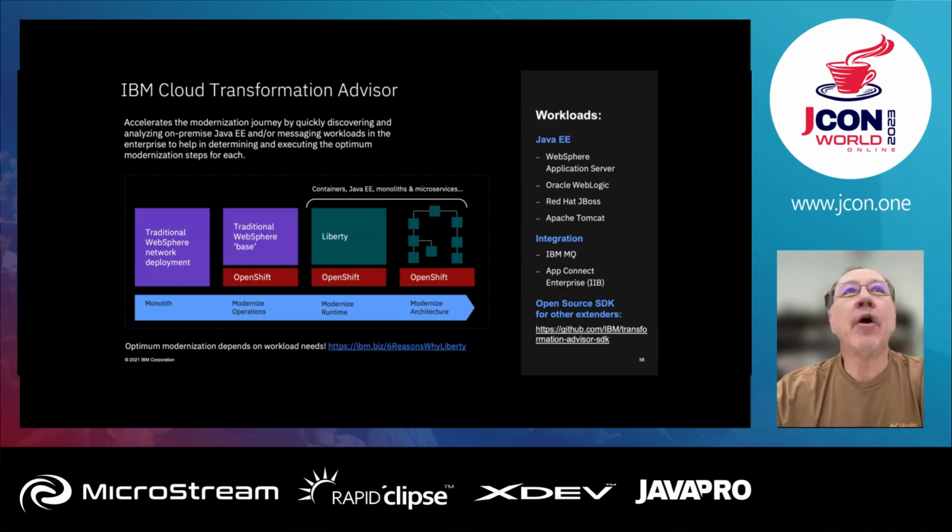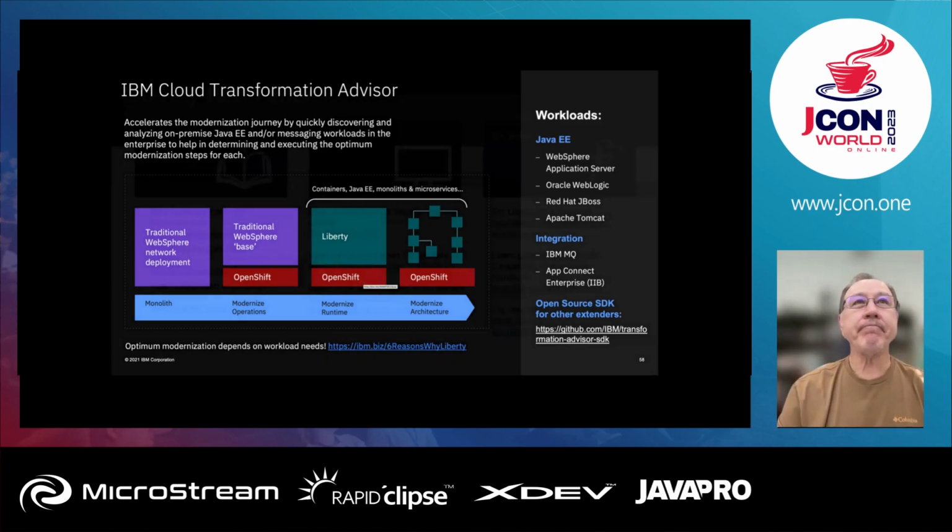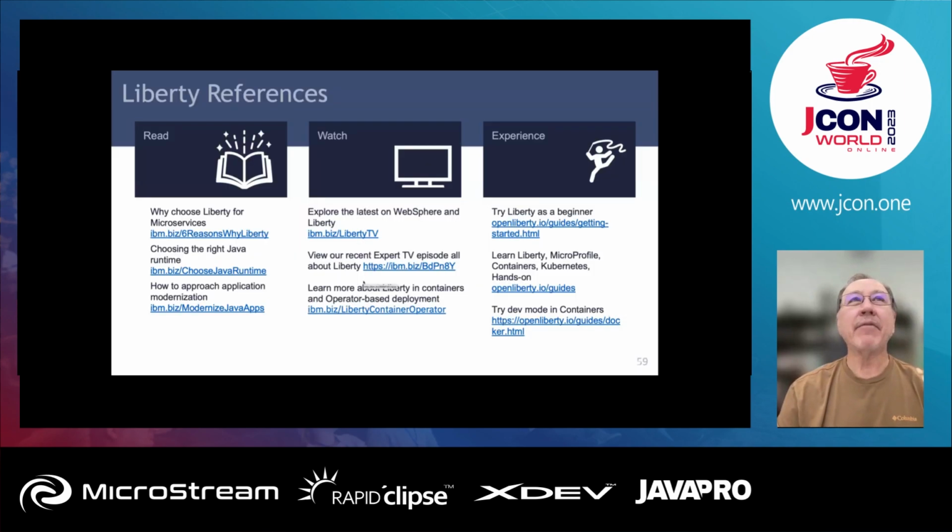Speaking of that, we also have some great tools for modernizing your application. If it's currently a monolith on WebSphere Application Server or WebLogic or JBoss or Tomcat, we have tools to help you isolate or figure out how to break up your monolith to get into using microservices. Some more links to some good information on some of the top things I talked about today.